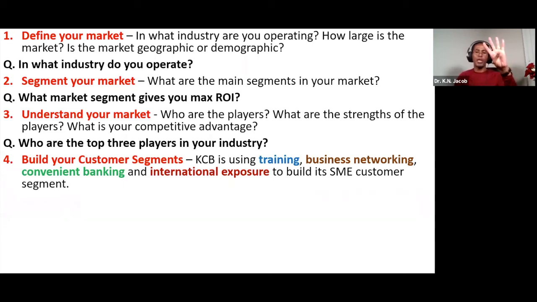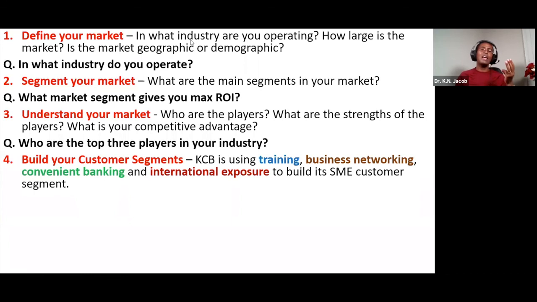Now, 4 things on your screen that Biashara Club does for you. Biashara Club does training, business networking, convenient banking, international exposure. The Biashara Club does training like we are doing right now. Number 2, business networking. That's why in every single meeting, you are asked by Moses and Yabura, introduce yourself. When they tell you that, they are not asking your name. Your name will not sell anything. They are telling you, introduce your business.